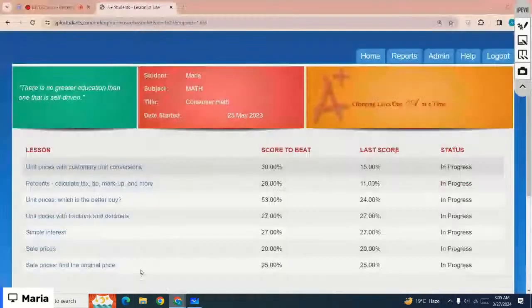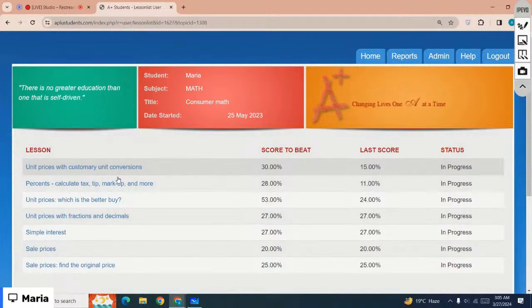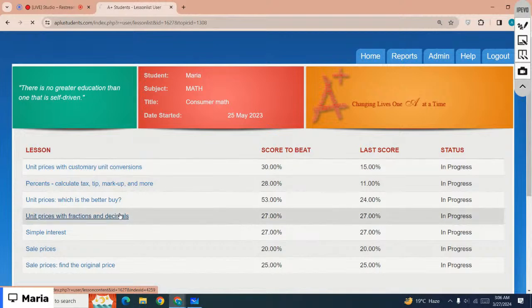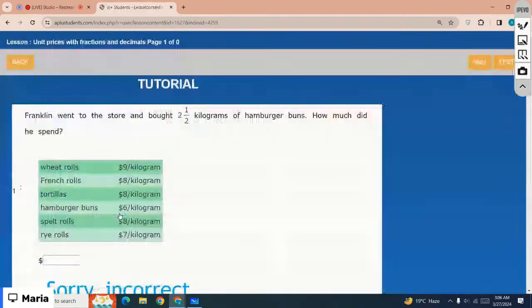Here I am on grade 6 math. So let's just start with the lesson, that is unit prices with fractions and decimals. Okay, so let's just start with the first example.